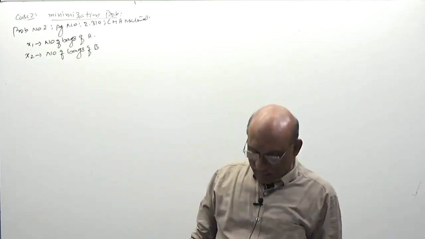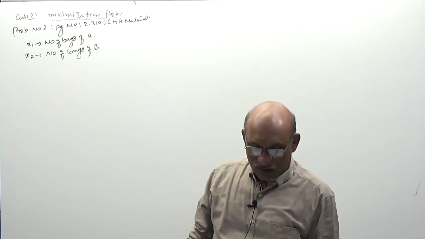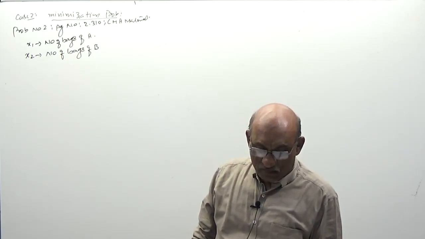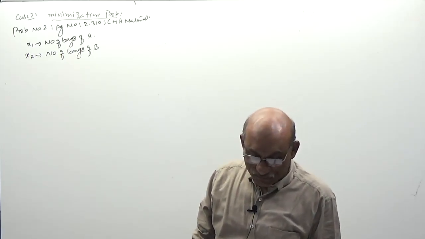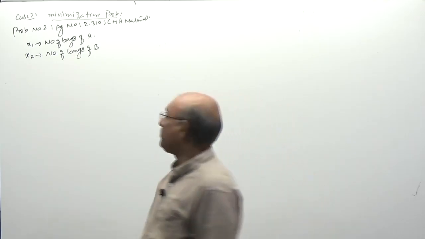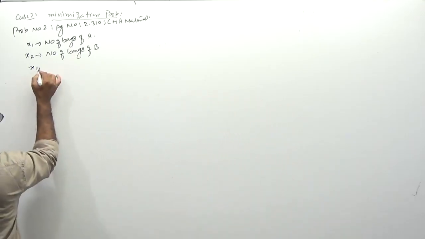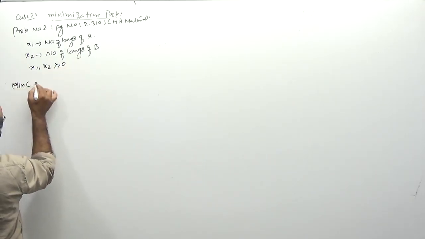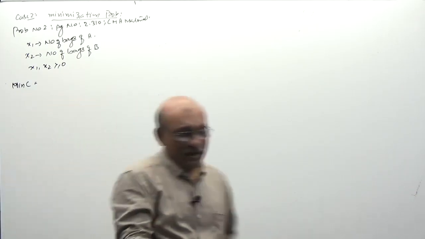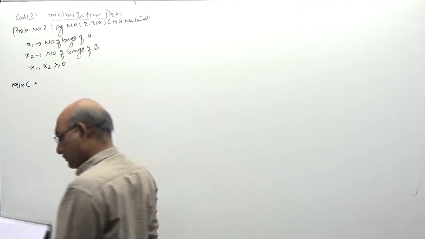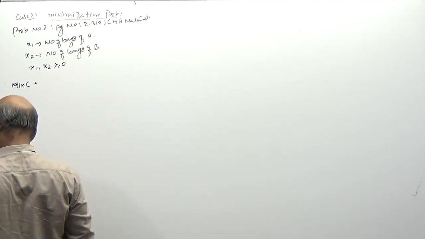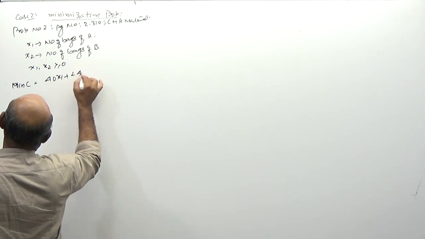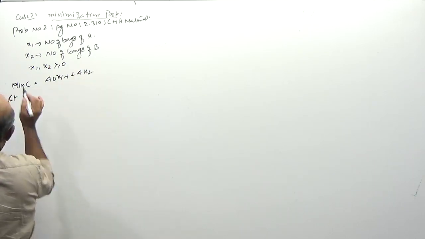You also open, sir, study material. Look at the question. Now, what is the cost given? Bag A costs rupees 40, bag B costs rupees 24. And the objective is minimize cost. X1, X2 greater than or equal to 0. Minimize cost is equal to 40 into X1 plus 24 into X2, subject to.